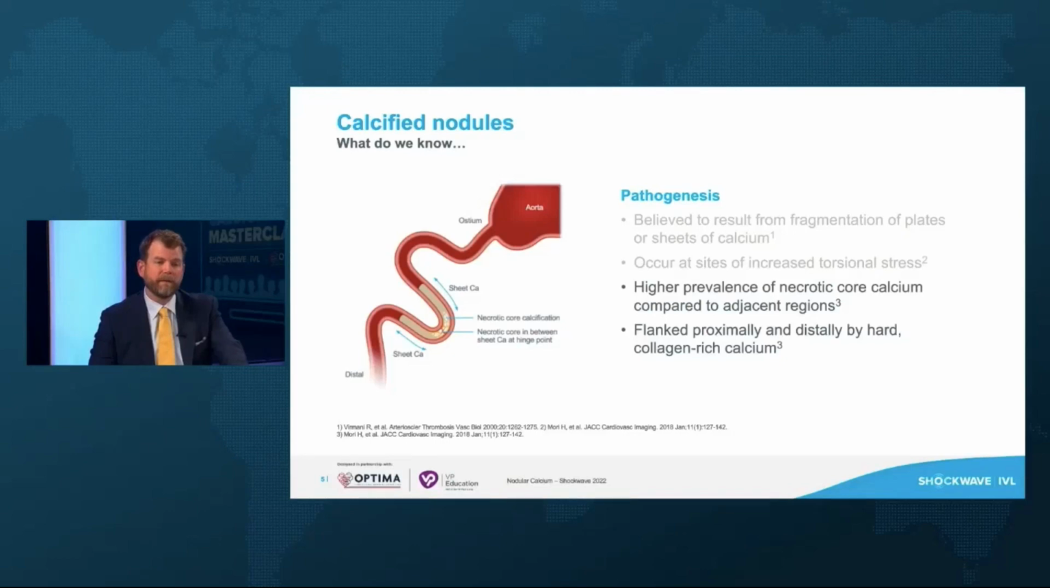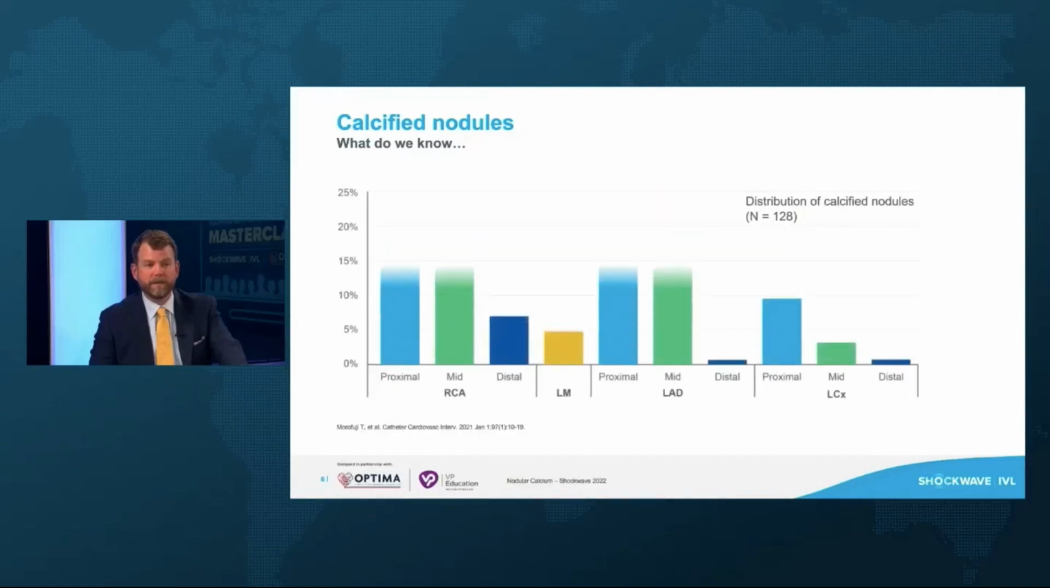There's a necrotic core that's often associated with these areas compared to the adjacent regions, and that's where you can have that thin cap that can either erode and give you those ACS lesions or become more calcific and more chronic. And it's going to be flanked proximally and distally by hard, collagen-rich calcium, and that's going to be important later when we talk about how IVL can help address these types of lesions.